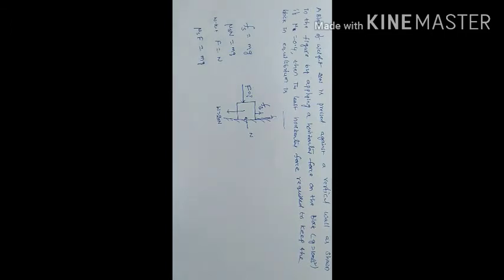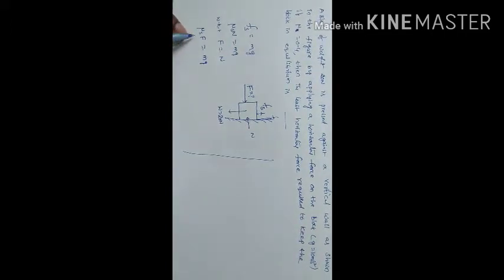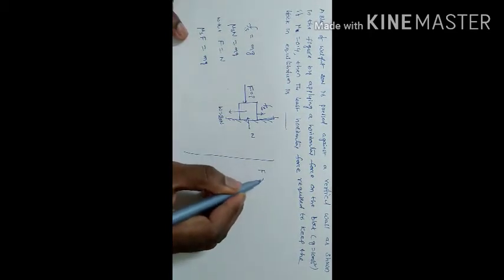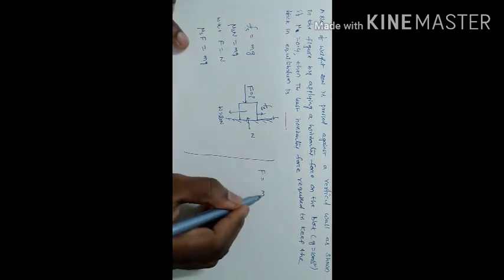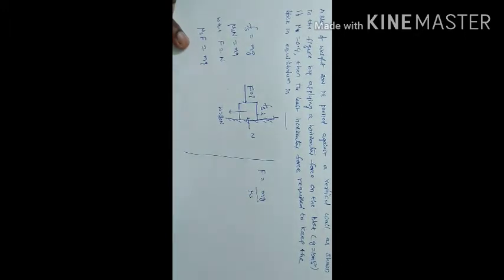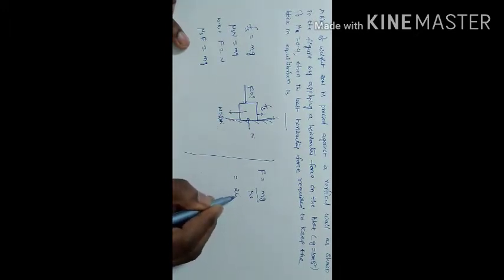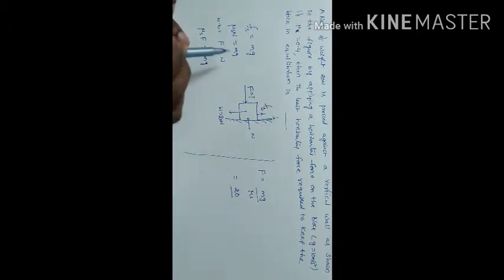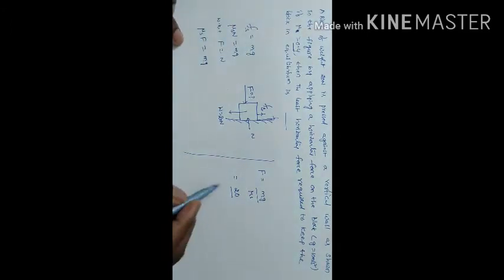Okay, now let us see here. I need a minimum force. F is equal to mg by mu s. So what is the mg value? The total mg value is 20, divided by mu s. What is the mu s value? 0.4. So 0.4 is the mu s value. This is equal to the force.